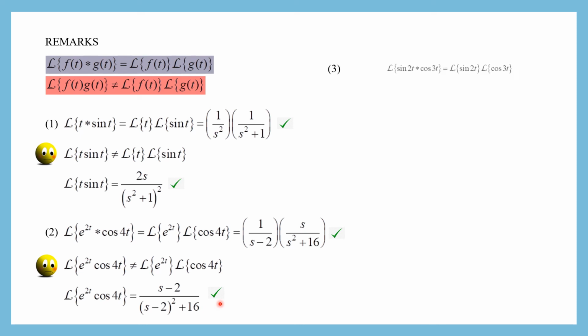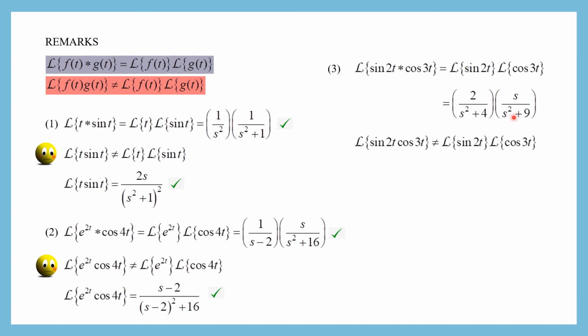The last example, what is the Laplace transform of sine 2t asterisk cos 3t? When you see this symbol, it denotes convolution. So you can apply the convolution theorem. So the Laplace transform of the convolution of sine 2t and cos 3t is equal to the Laplace transform of sine 2t multiplied by the Laplace transform of cos 3t. So the transform of sine 2t is 2 over s squared plus 4. The Laplace transform of cos 3t is s over s squared plus 9.